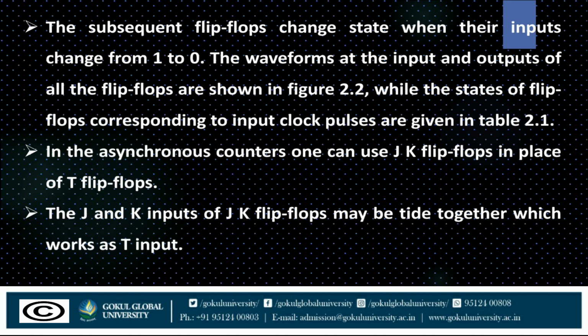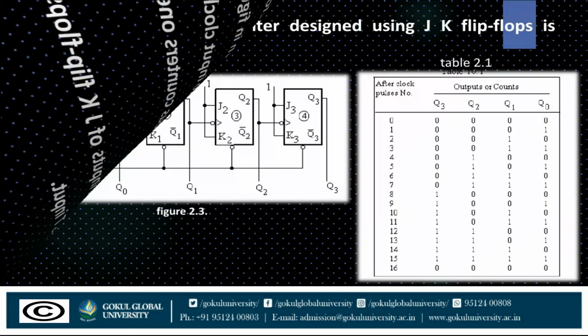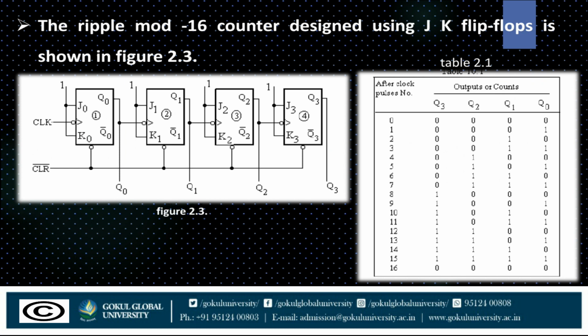In the asynchronous counter, one can use a JK flip-flop in place of a T flip-flop. The J and K inputs of the JK flip-flop may be tied together, which works as the T input. The ripple mode 16 counter designed using JK flip-flops is shown in figure 2.3. Here you see the mode 16 counter with JK flip-flops and the table.